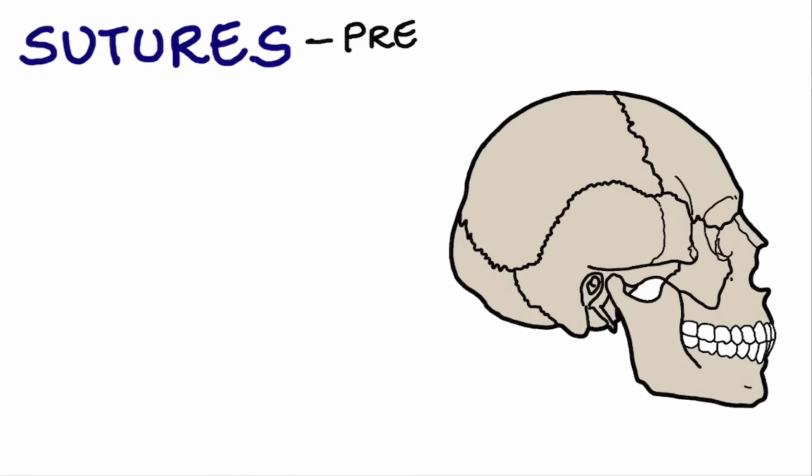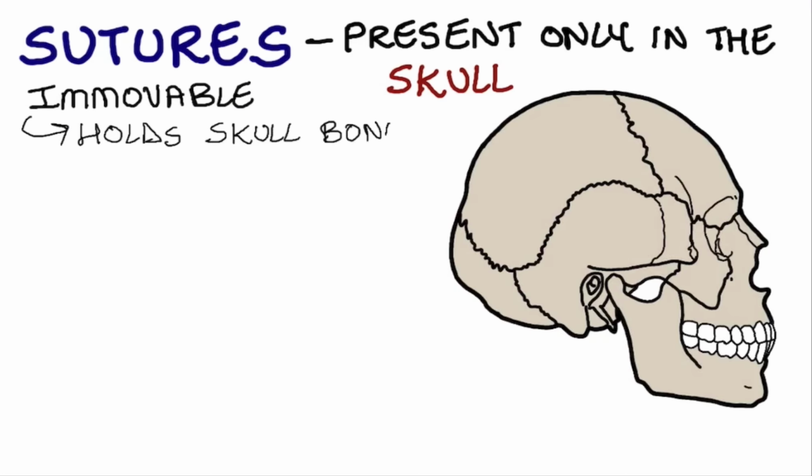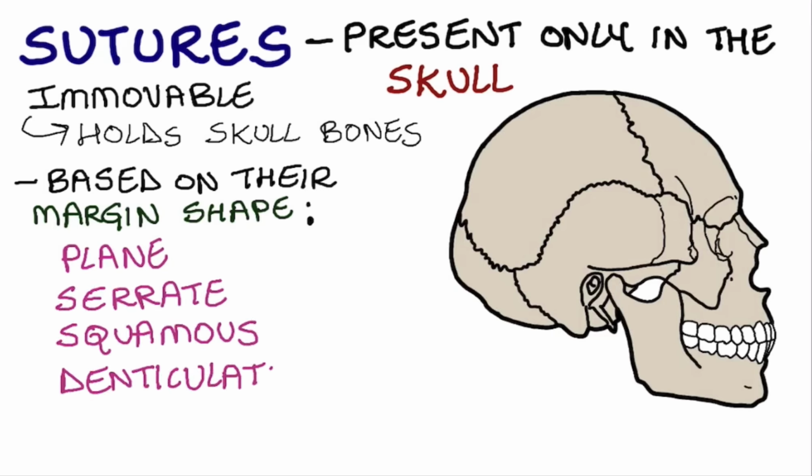Sutures. They are present only in the skull. They are immobile joints holding the skull bones together. Based on their margin shape, they are classified as plain, serrate, squamous, denticulate, and schindylesis. Now, let us see the examples for each of these.